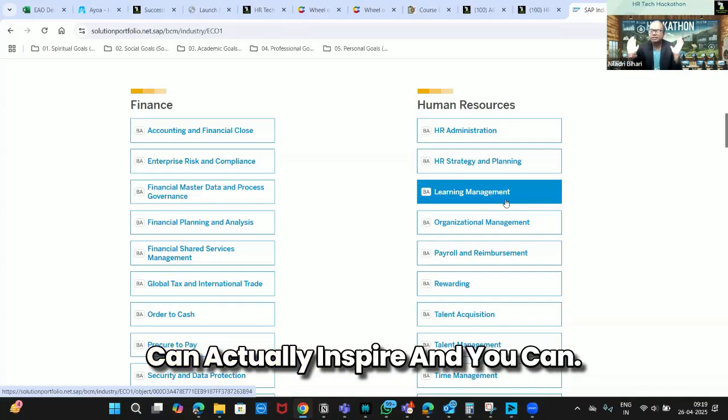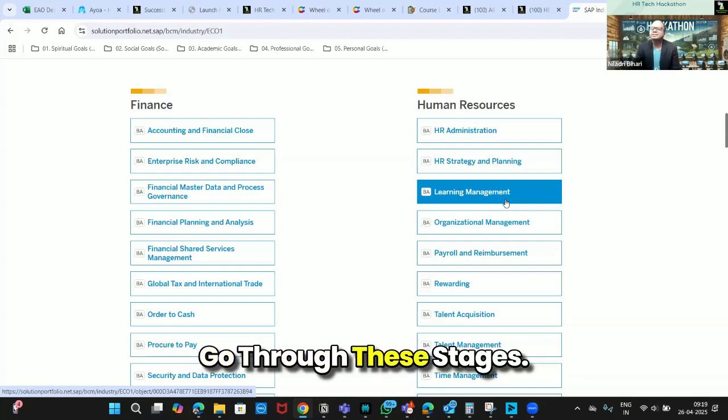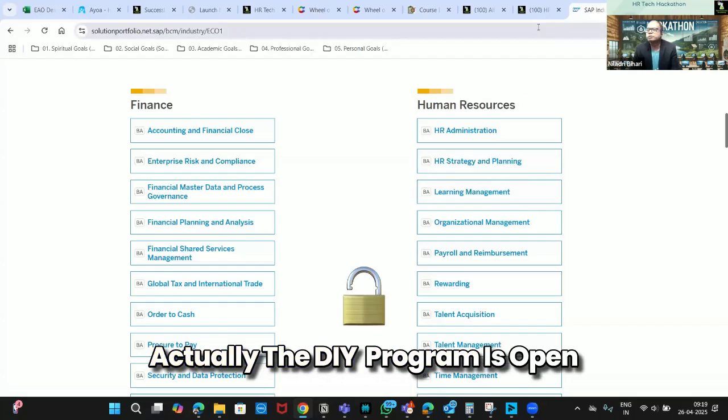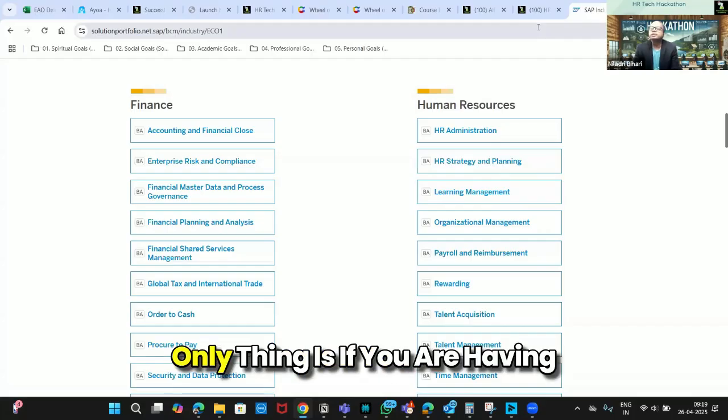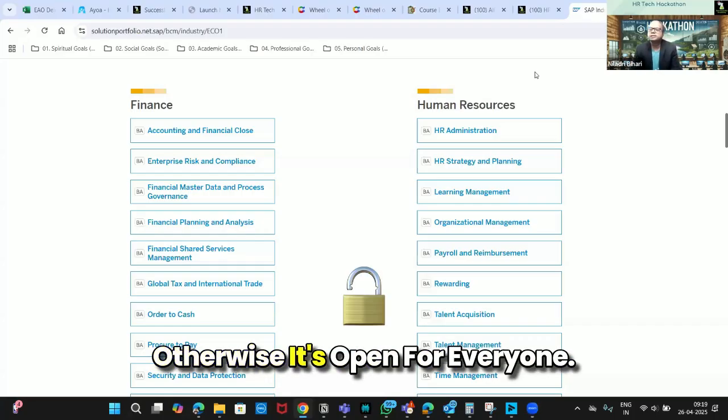You can actually get inspired, and especially go through these stages. You can also invite anyone to join this program. Actually, the DIY program is open for everyone this time. The only thing is, if you require any support, that requires membership. Otherwise, it's open for everyone.